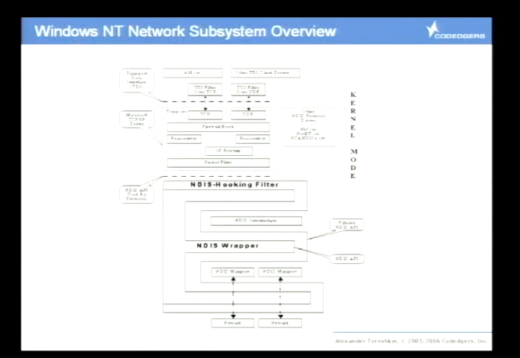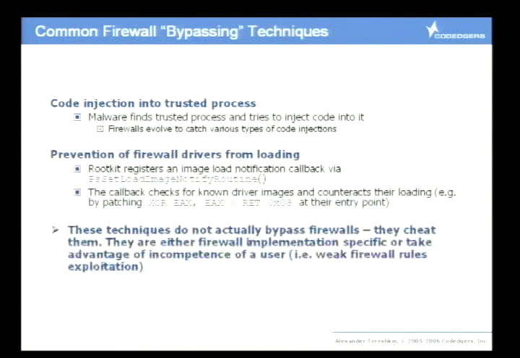The ring 0 part of NT is logically divided into two parts, I mean the network subsystem part: the TDI, the Transport Driver Interface, and NDIS, the Network Driver Interface Specification. Firewalls are hooking both of them, and we will go into details a little bit further ahead about how they do this. Let me explain what I mean when I say bypassing techniques.